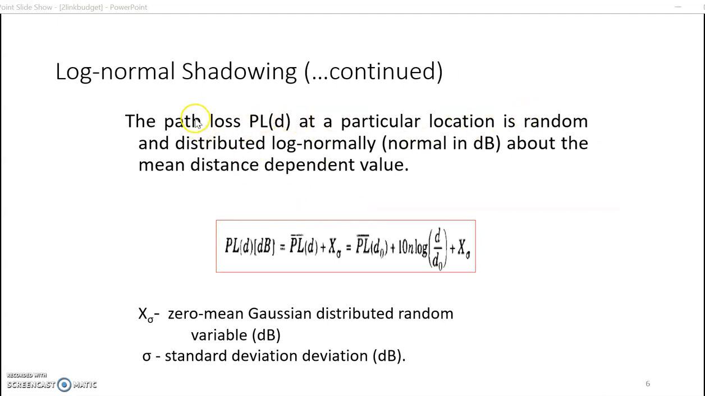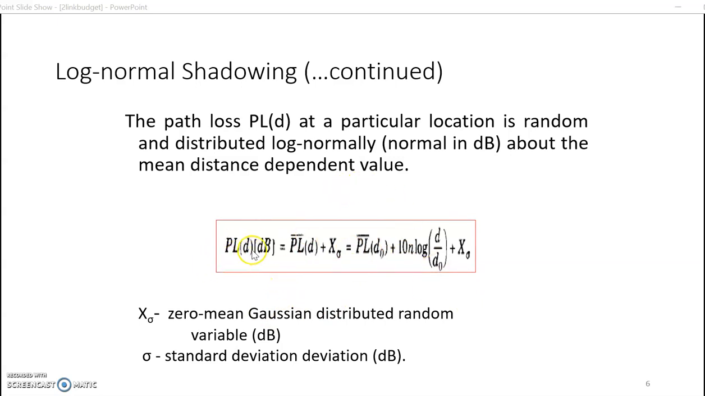So this path loss is a random value, distributed log normally about the mean distance dependent value. It is distributed randomly and it is a zero mean Gaussian value. So it will have a bell shape. If you plot the values, it will be like a bell shape.